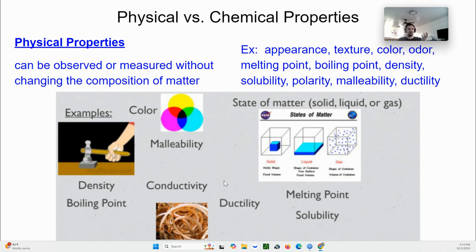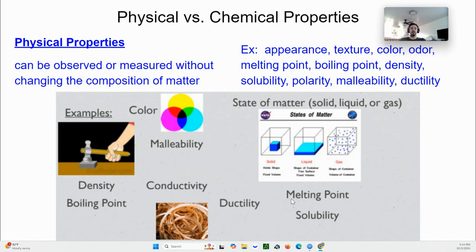So aqueduct, water passageway. There's ductwork in a lot of houses on the mainland, not so much here in Hawaii, but ducts in your house allow passageways for air. Well, a wire, what is a wire a passageway for? A wire is a passageway for electricity. So we call it ductility. Like electricity, ductility. Right?